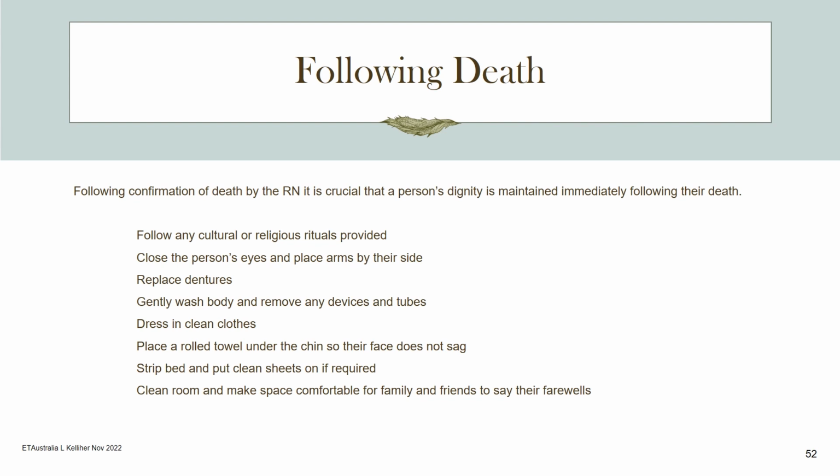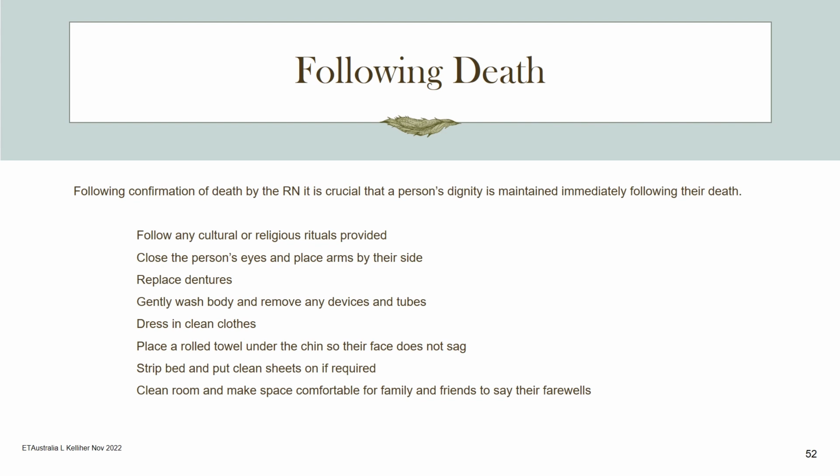Gently wash the body, remove any devices and tubes. At this point, you can take out catheters, take off stomas, anything like that can be removed at this time. They're no longer needed. As we're washing the body, dress them in clean clothes. This is really important to families and I believe to the resident. Dress them how they like to be dressed.